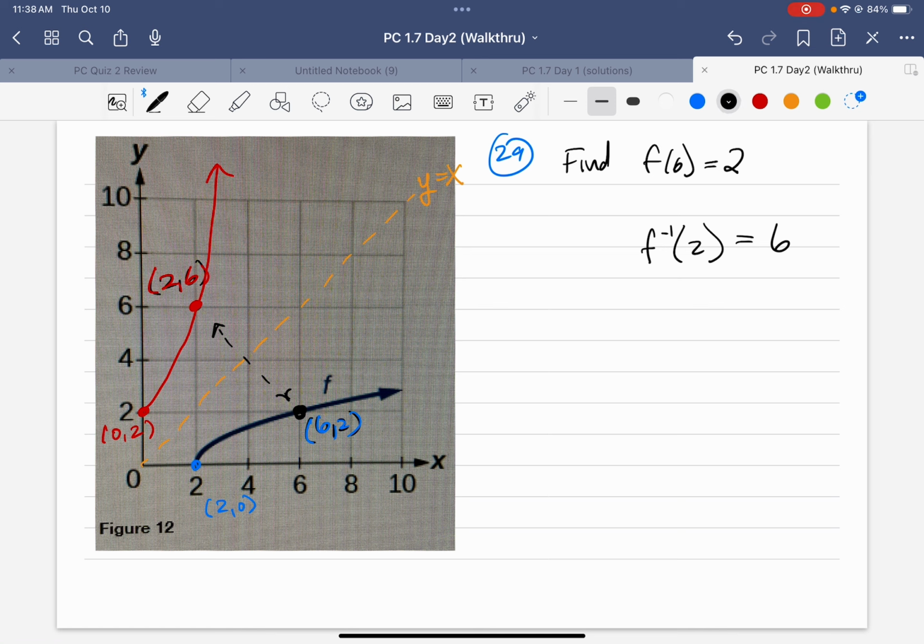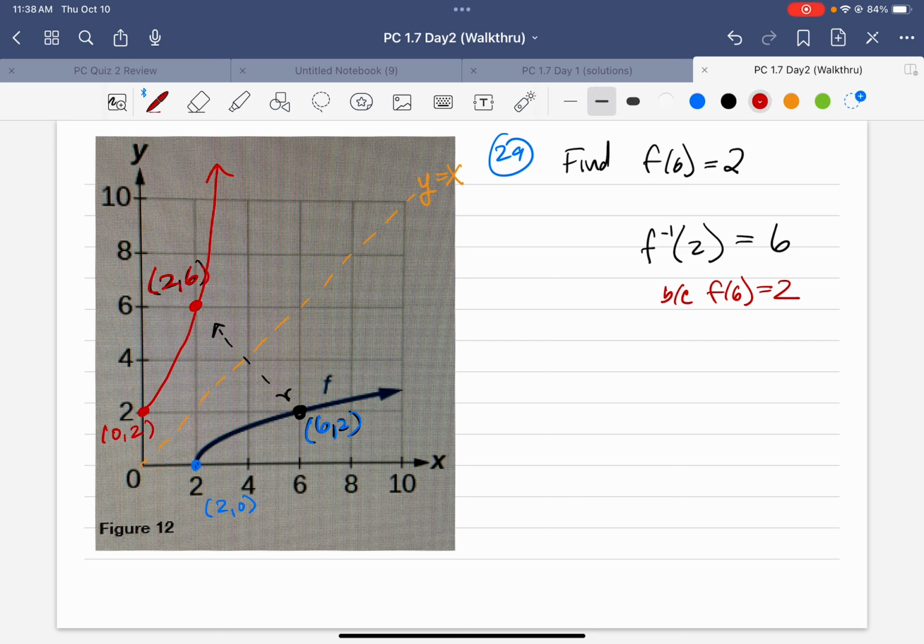Because f of 6 is equal to 2, that's why f inverse of 2 is equal to 6.